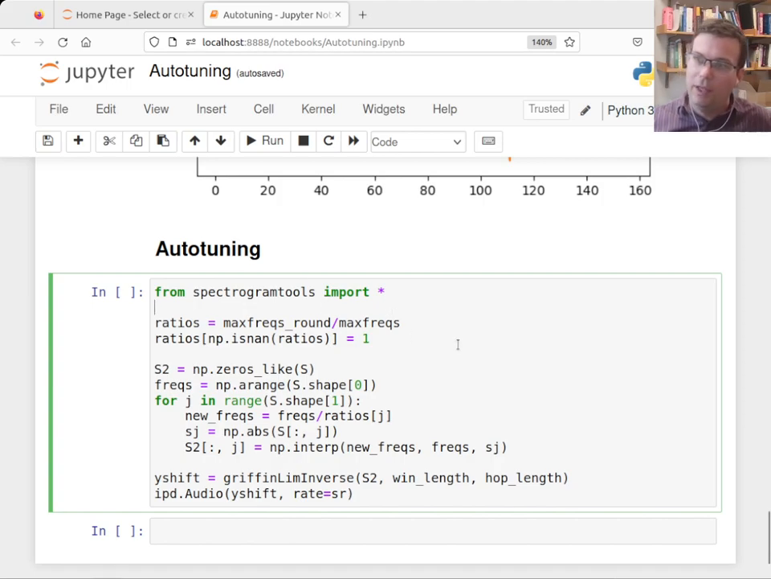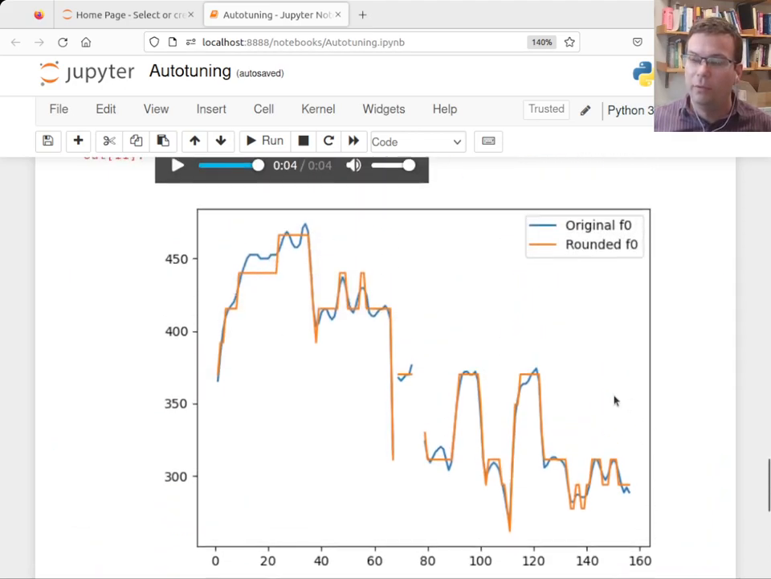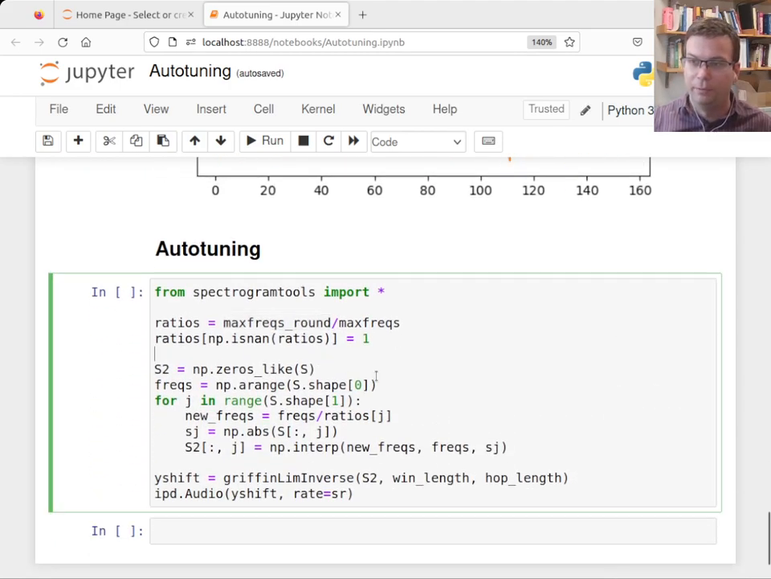So what I'll do is take the ratio of the frequency that I'm trying to be at, so the ratio of this orange curve to the blue curve. If the orange curve is below the blue curve, that means I need to move down in frequency. I should be multiplying all the frequencies by that factor. If the orange curve is above the blue curve, then I need to scale all of the frequencies up, right? So every frequency, not just the fundamental frequency, but every single frequency on the spectrogram.